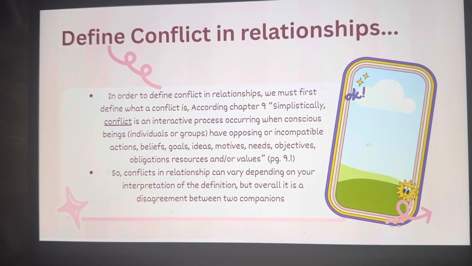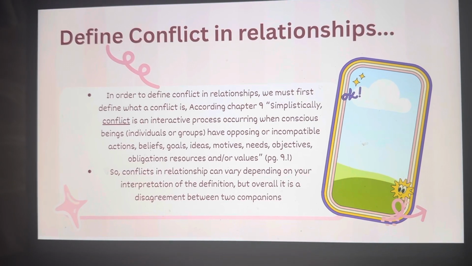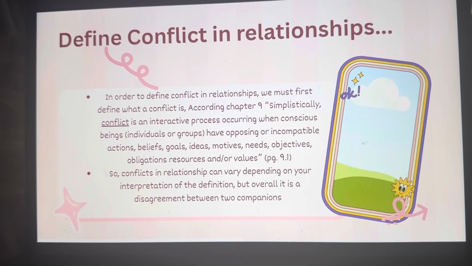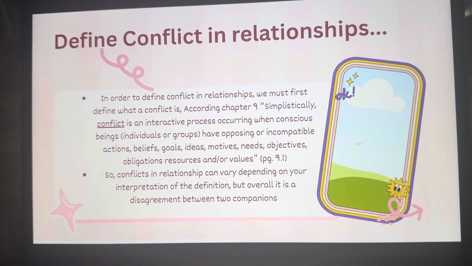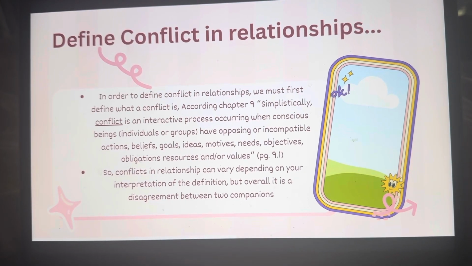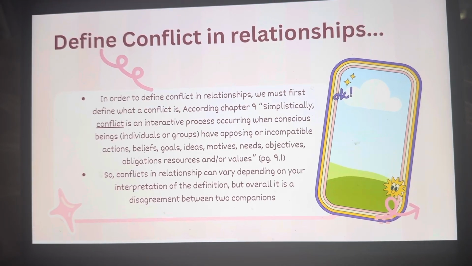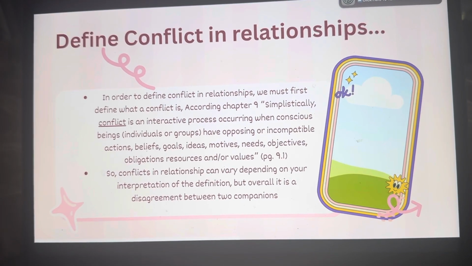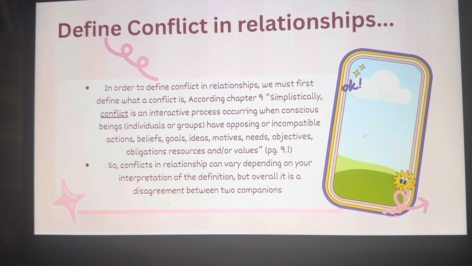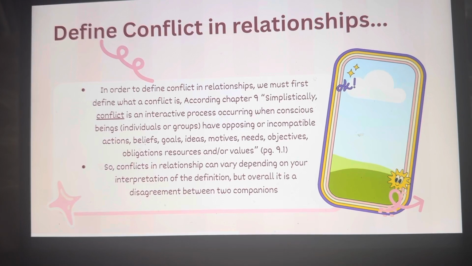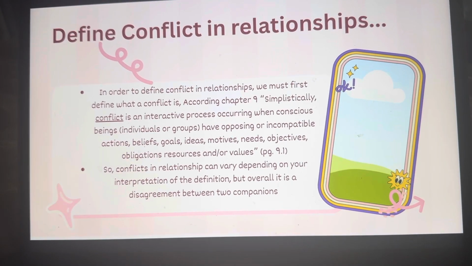First, I would like to define conflict in relationships, and I believe in order to define conflict in relationships, we must first define what a conflict is. According to Chapter 9, simplistically, conflict is an interactive process occurring when conscious beings, individuals, or groups have opposing or incompatible actions, beliefs, goals, ideas, motives, needs, objectives, obligations, resources, and/or values.